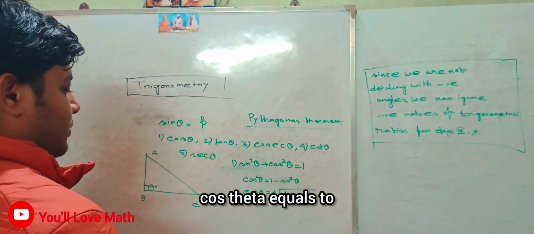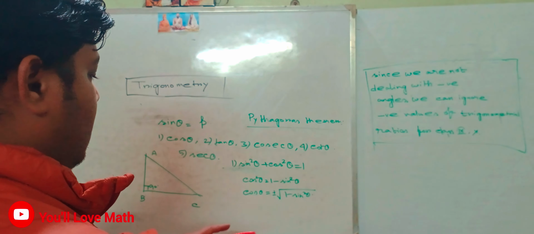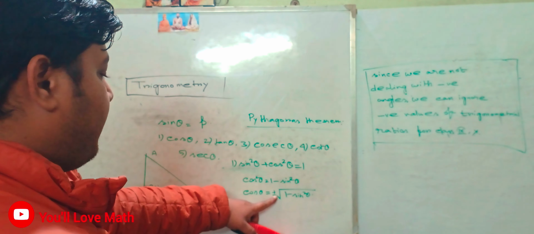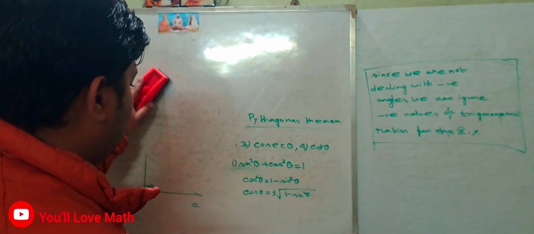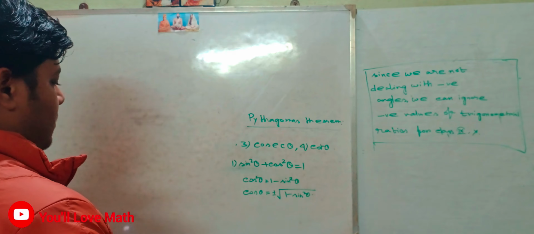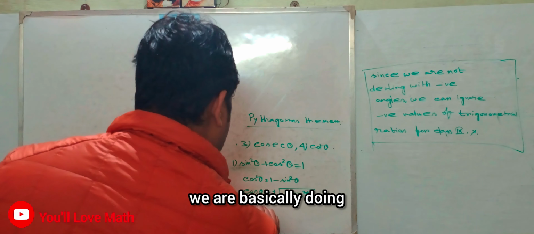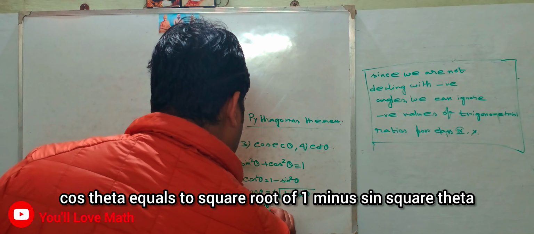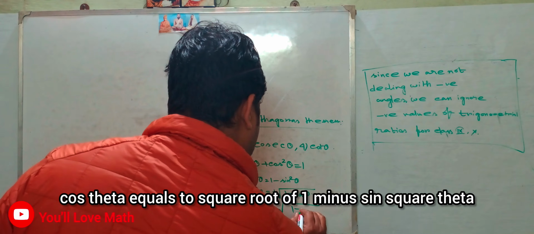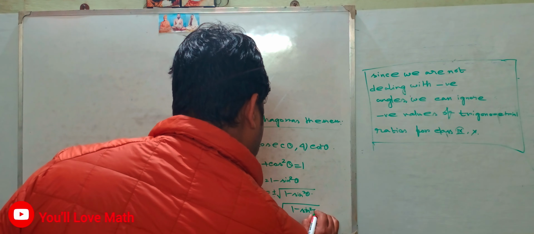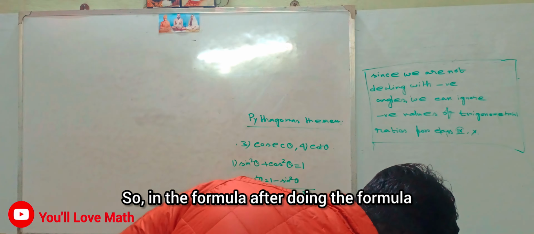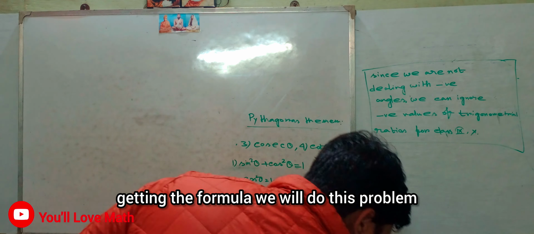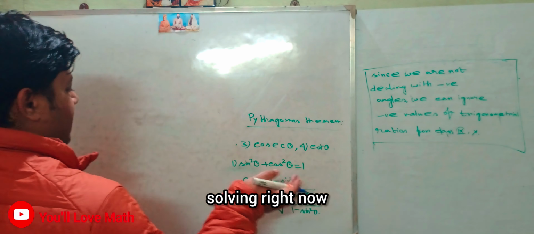Okay, so now cos theta equals plus minus square root of 1 minus sine square theta. So we are basically doing cos theta equals square root of 1 minus sine square theta. So it's also a formula. After getting the formula, we will do problem solving right now.